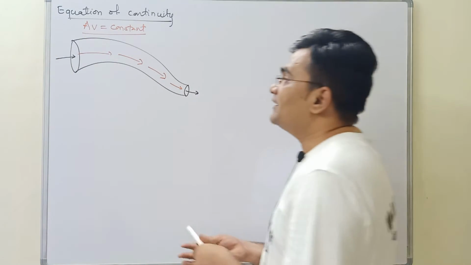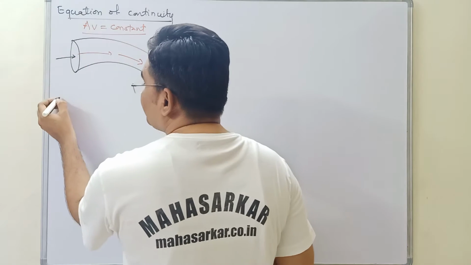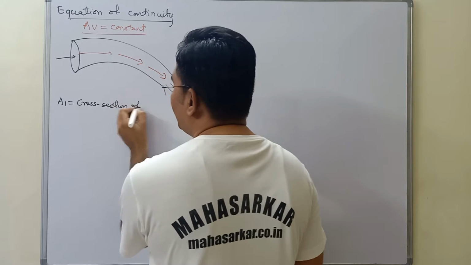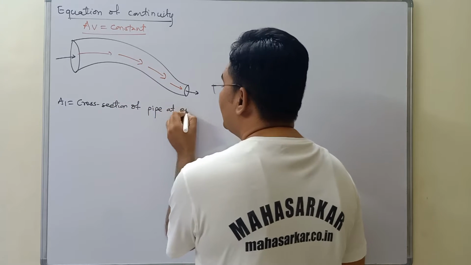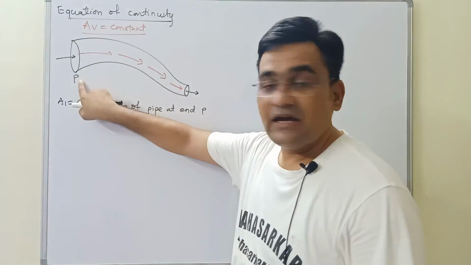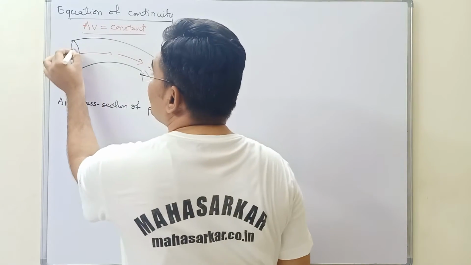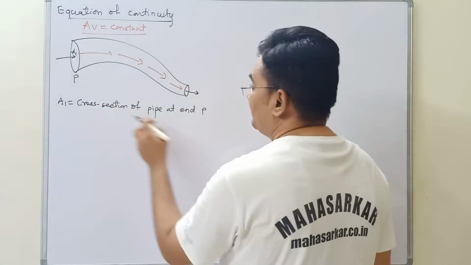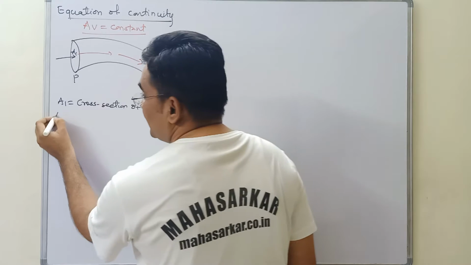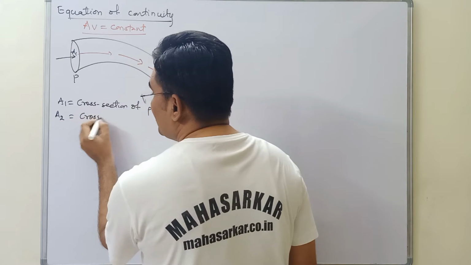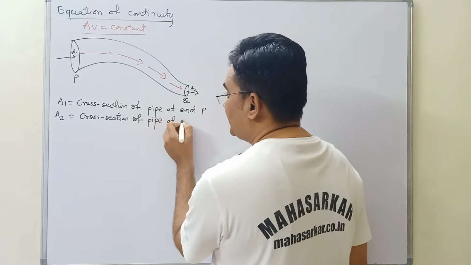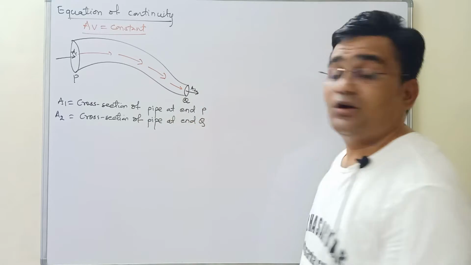Now to prove this, let A1 be the cross section of pipe at end say P. So this is end P and the cross section has value A1. So this entire cross section of pipe is A1. Say A2 is the cross section at end Q. So A2 is the cross section of pipe at end say Q. Okay.